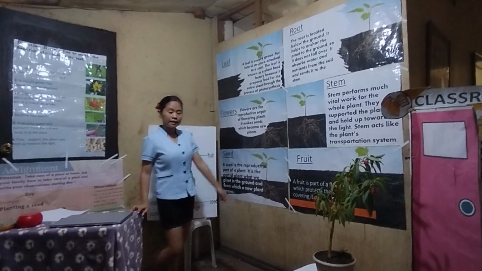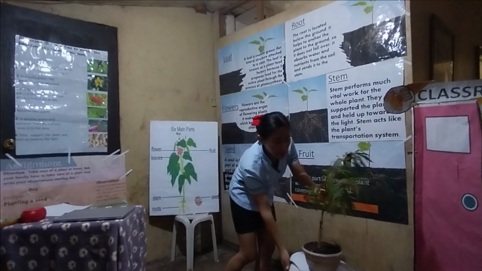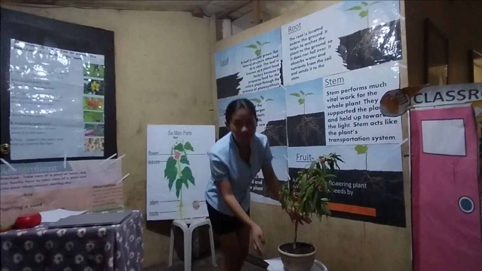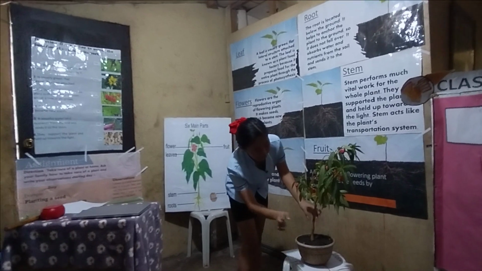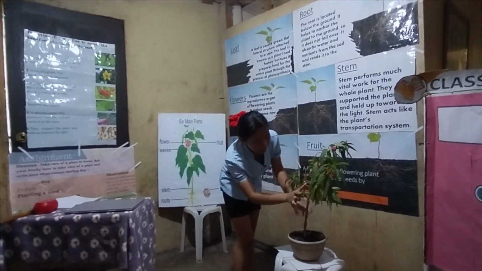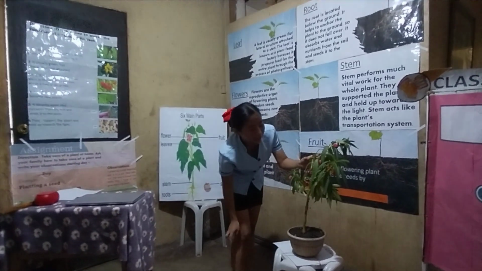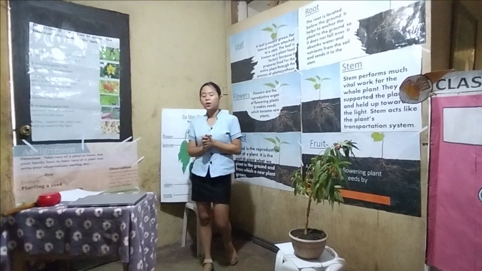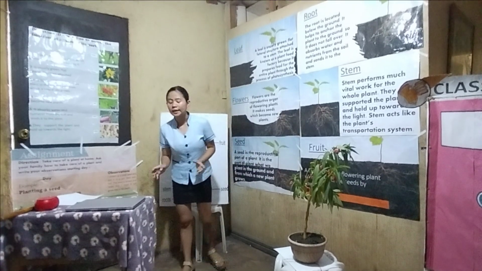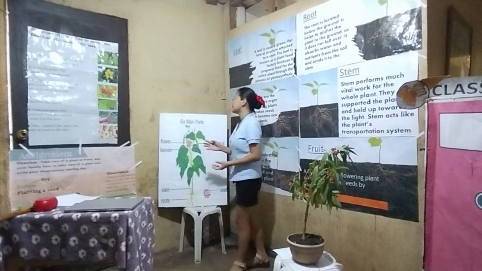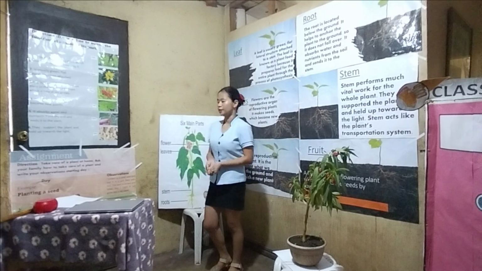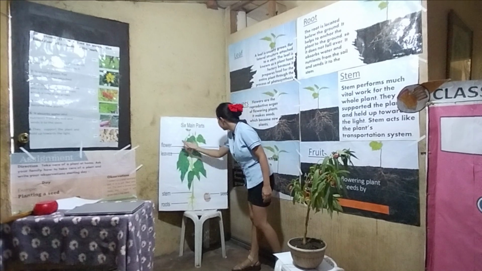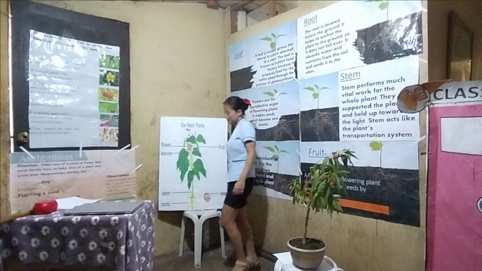So, class, I have here a real example of a plant. Can you identify the parts of the plant here? Yes, the roots, the stem, the leaves, the fruits, flowers, and the seeds. Alright, so class, today our topic is all about the 6 main parts of a plant: the roots, the stem, the leaves, the flower, the fruit, and the seeds.